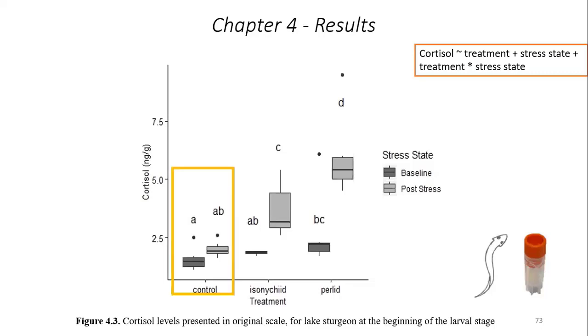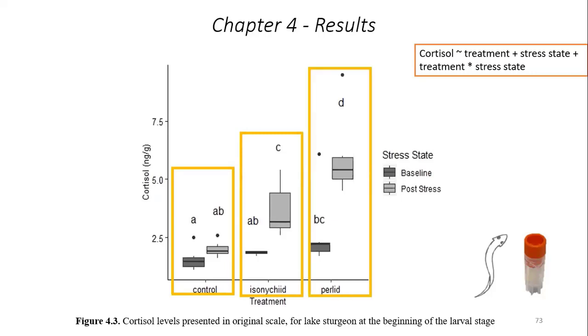So you can see in the control treatment, those individuals had fairly low cortisol at baseline, and they also had a fairly low cortisol spike in response to a stressor. In the isonychiid treatment, those individuals had higher baseline cortisol and higher reactivity in response to a stressor. And then in the perlid treatment, those sturgeon had the highest cortisol and the highest reactivity to stress.